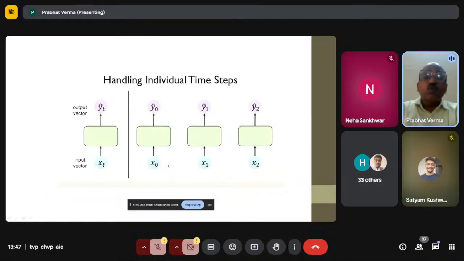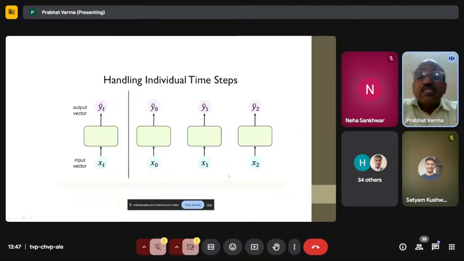So we can have many instances of a similar type at various instances of time. These we can call the individual time steps. Like we have input vectors x0, x1, x2 at the different time steps, and they are fed to the neural network, and they give the target variable values y0 cap, y1 cap, y2 cap, and so on.